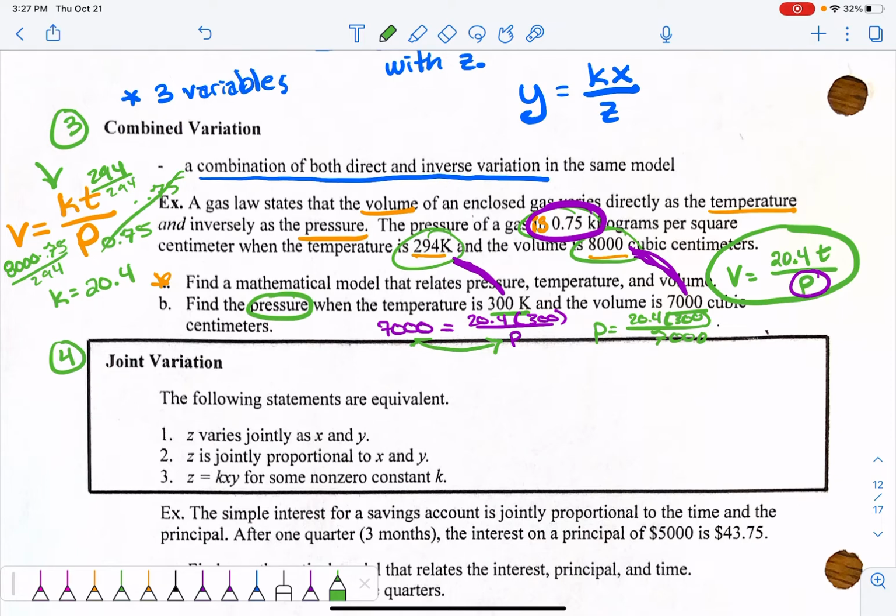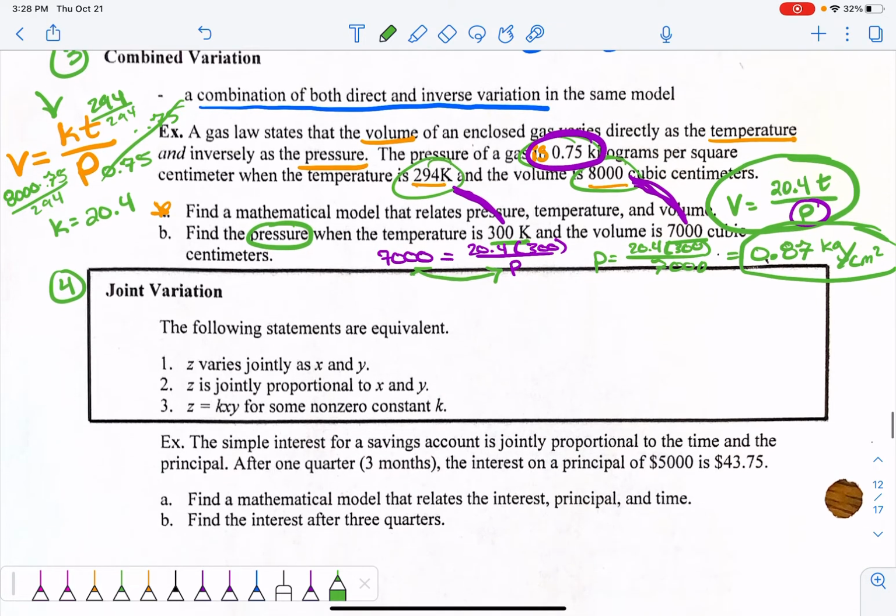And that is something like 0.87. So kind of what I anticipated. I said that was going to be a decimal. And the units on there, I just get from the units above. So that's kilograms per square centimeter. So kg per centimeter squared, or square centimeter. That's what my pressure will be, okay?